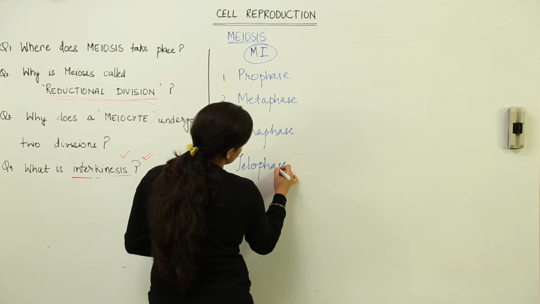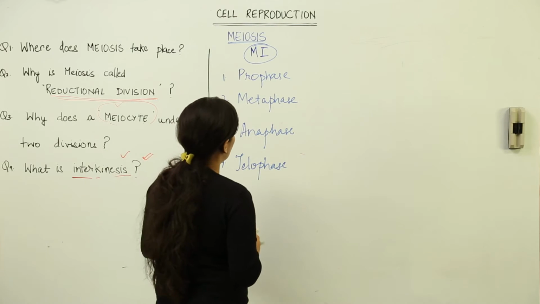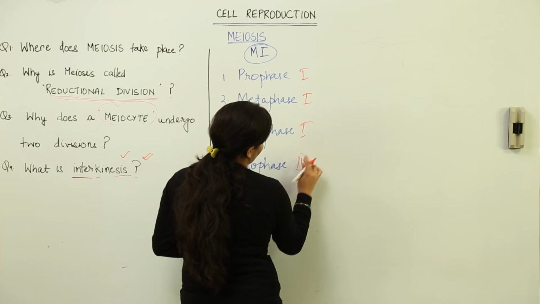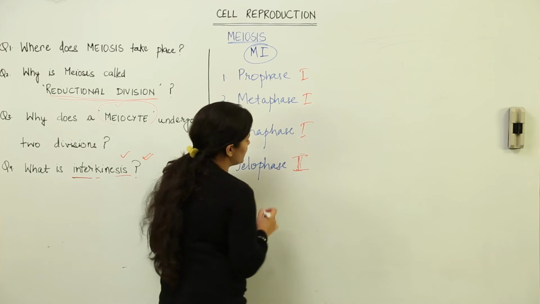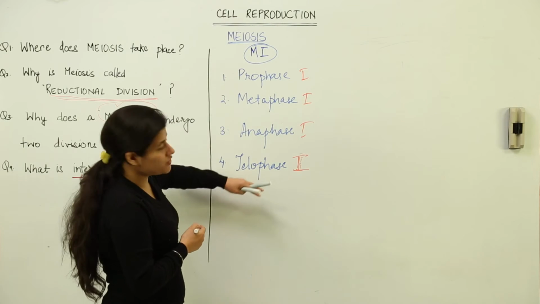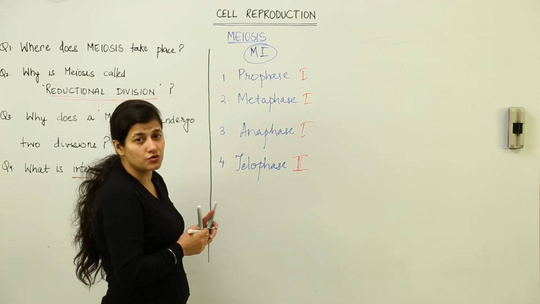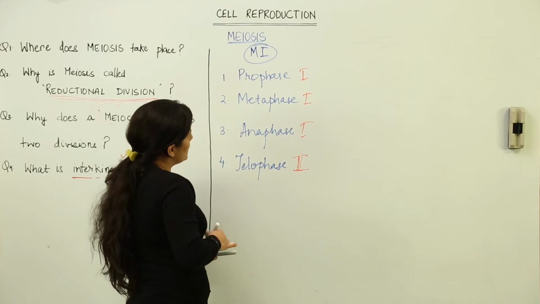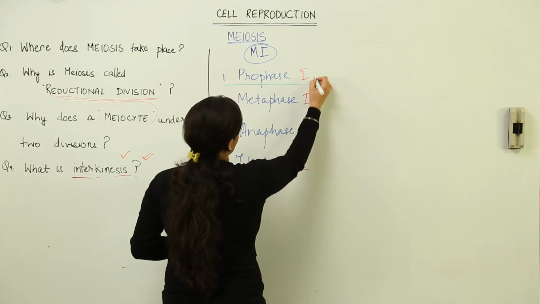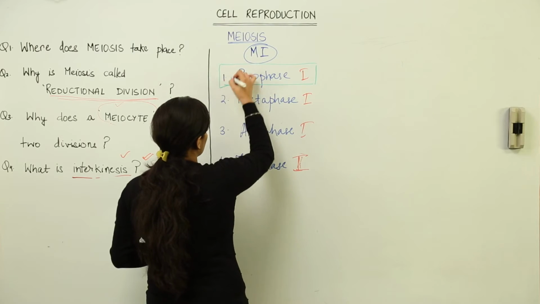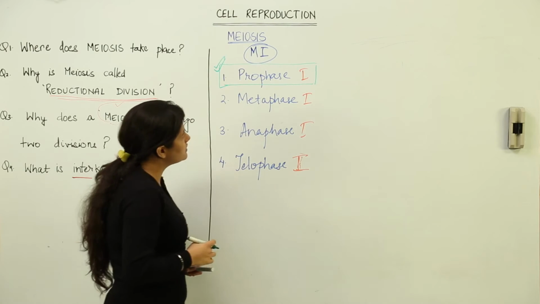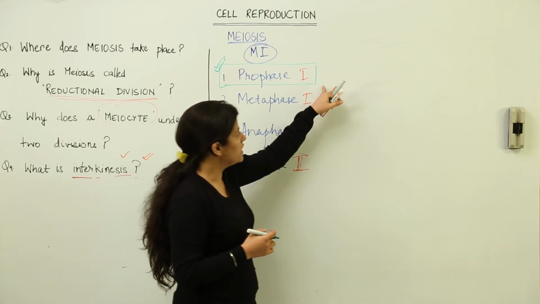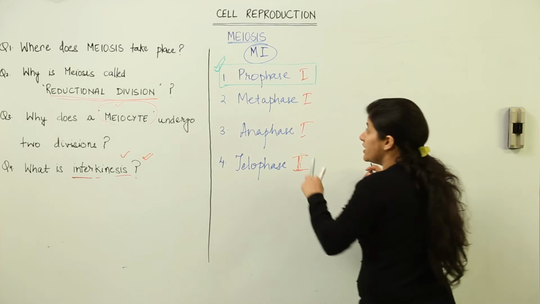And because it is meiosis 1, so we put prophase 1, metaphase 1, anaphase 1 and telophase 1 over here. So we get an idea that the division that we are talking about belongs to meiosis 1. Same is with meiosis 2, but over here what we need to learn is that prophase 1 is the most extensively active stage.